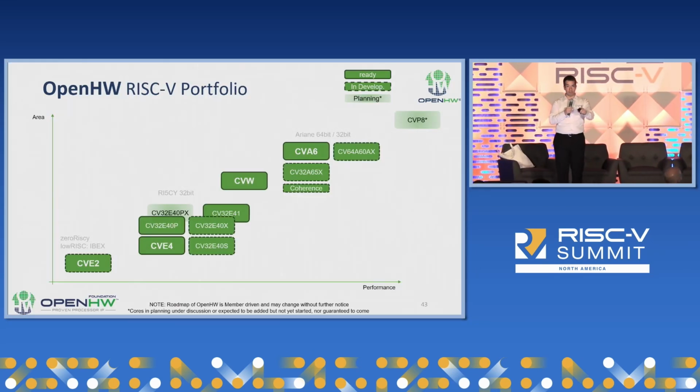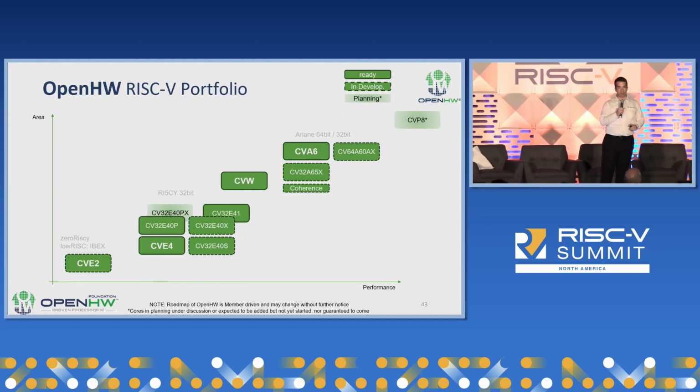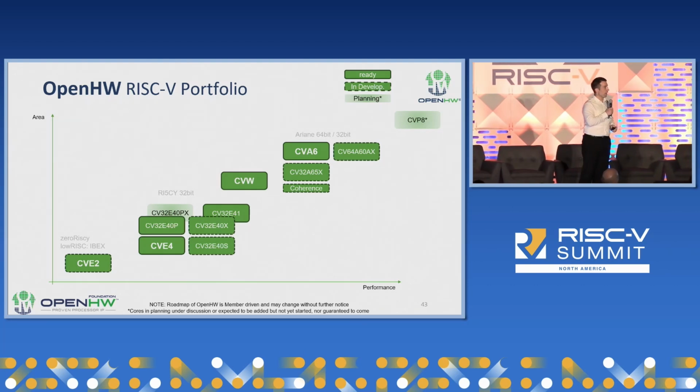In this one slide, I made a few words bold, which I really want you to remember. The first is open hardware, not open HW, open hardware. The next one is CVE2, CVE4, CVA6. That's what you need to know. It's yet another product portfolio. Don't worry, I will not charge you a lot of money for this. I will give it to you for free.